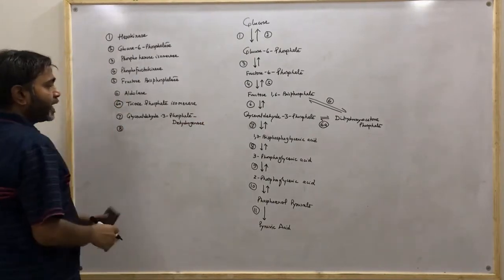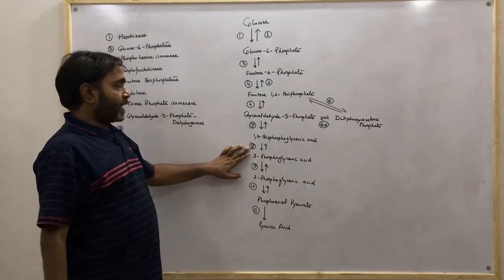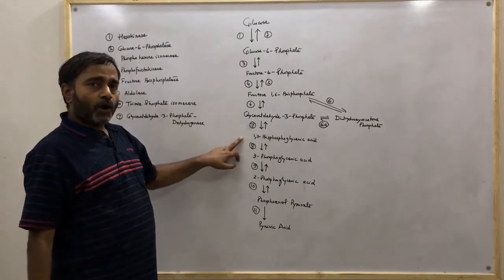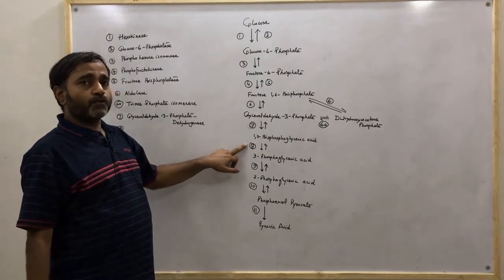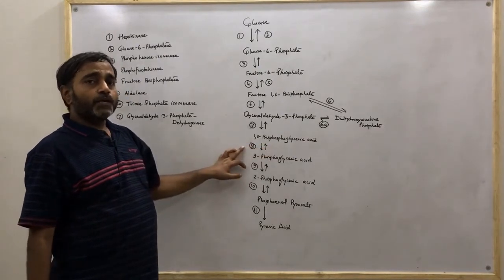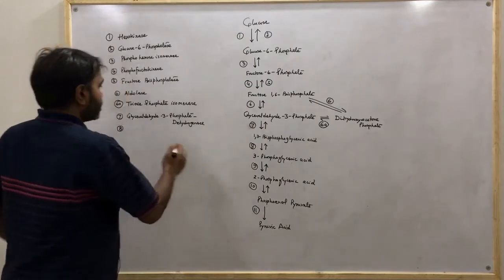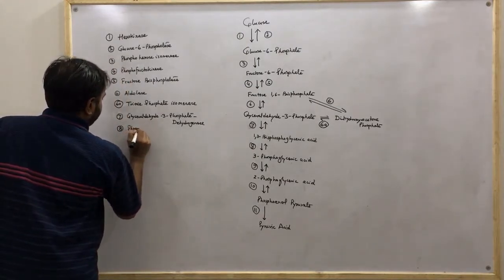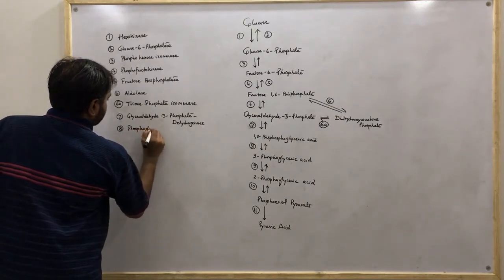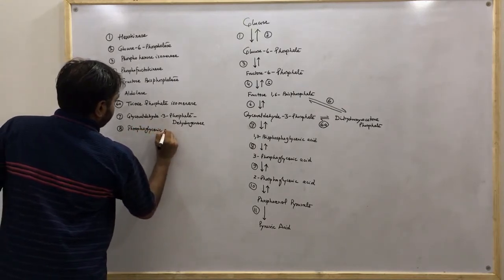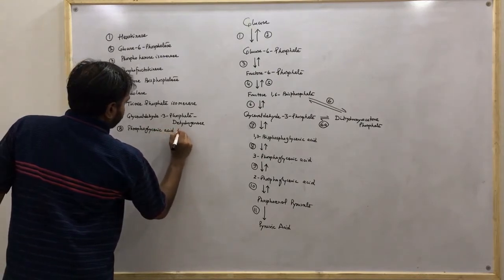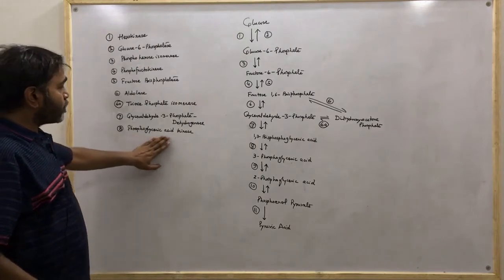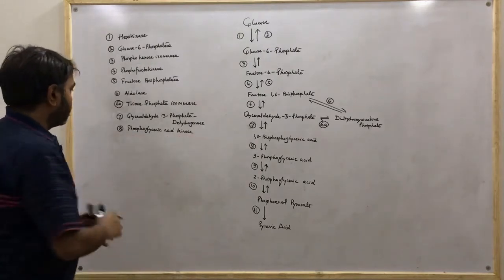Now we will write the name of the 8th enzyme. This is a kinase enzyme. So this kinase enzyme will cause the transfer of the phosphate group from the organic molecule to the ADP. So this enzyme is phosphoglyceric acid kinase. We may also call it phosphoglycerate kinase.